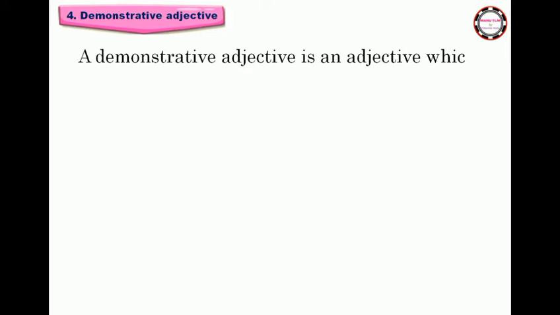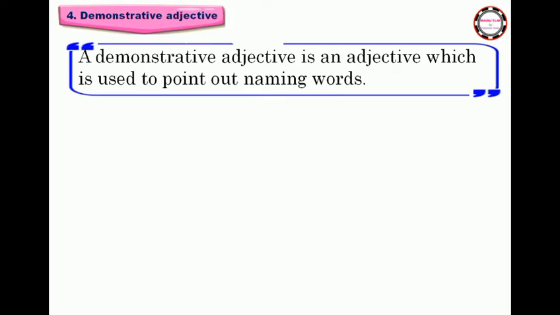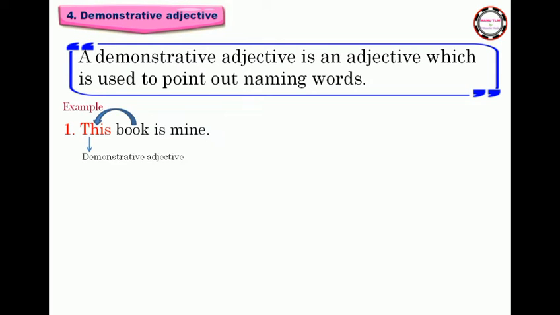Next, fourth type, demonstrative adjective. A demonstrative adjective is an adjective which is used to point out naming words. Observe the examples. This book is mine. Here book is the subject. Whose book? It is mine. So this word demonstrates. It is a demonstrative adjective.